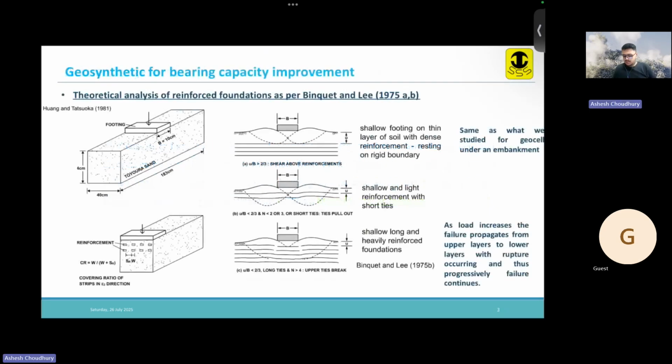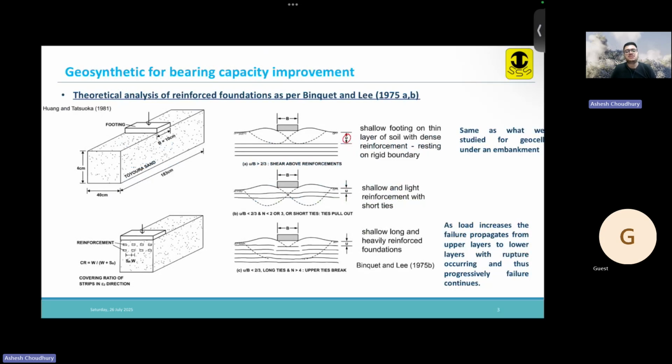We already discussed this in yesterday's session. When we use any geosynthetic reinforcement for bearing capacity improvement, the thing we have to keep in mind is the depth of the first layer of reinforcement, that is U. This U depth is very important. There are three situations where this reinforcement might not work. The first situation is when the depth of placement is too high, that is, U by B is greater than 2 by 3.